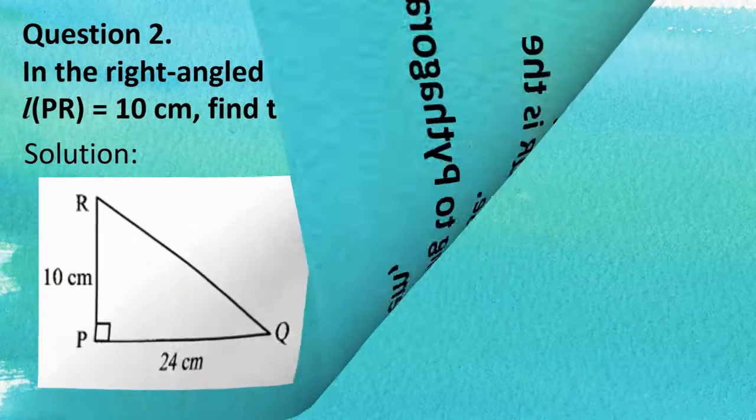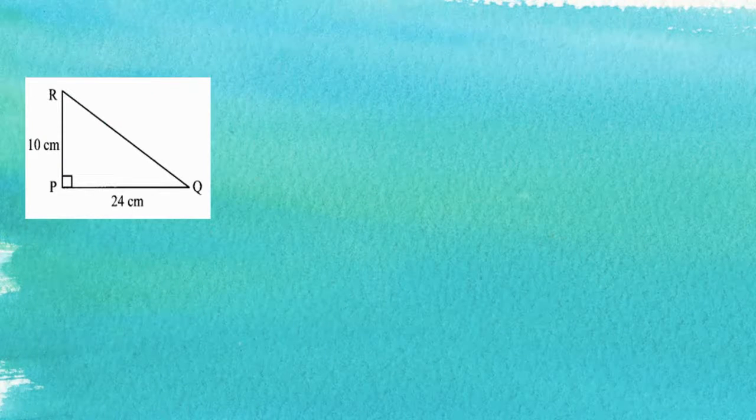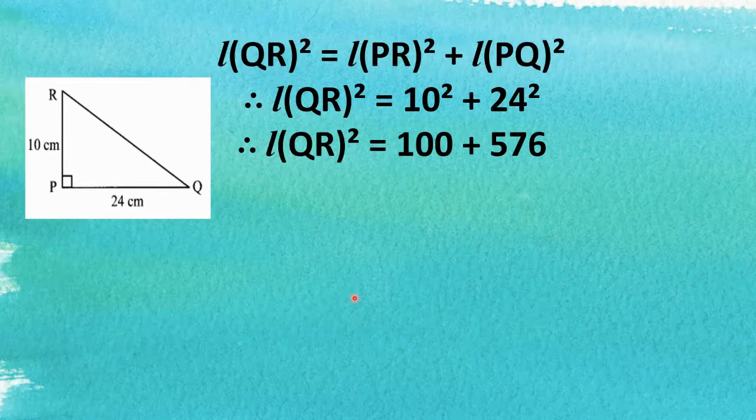Here, length of QR square is equal to length of PR square plus length of PQ square. In this diagram you can see PR is 10 centimeter and PQ is 24 centimeter, and QR we have to find out. So length of QR square is equal to 10 square plus 24 square.